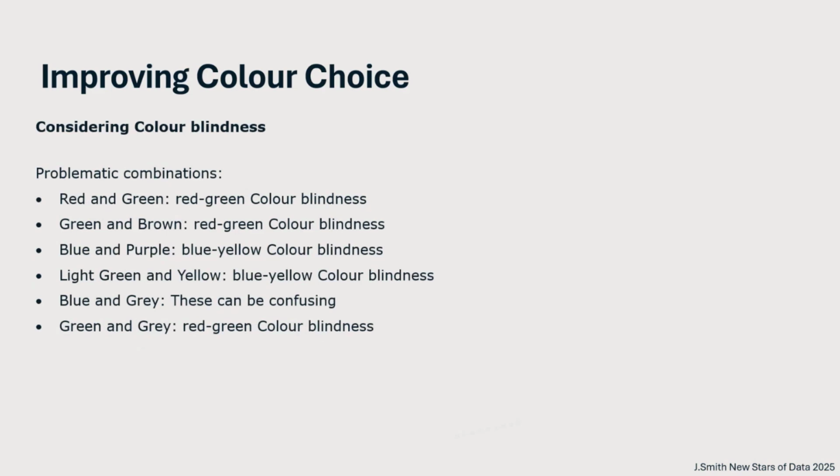So there are a few problematic combinations that we could avoid. It doesn't mean that we cannot have those colors in our report, but if those colors are used together on the same visualization, we have to find an alternative way to distinguish between those two. So these combinations are red and green, green and brown, blue and purple, light green and yellow, blue and gray, and green and gray.